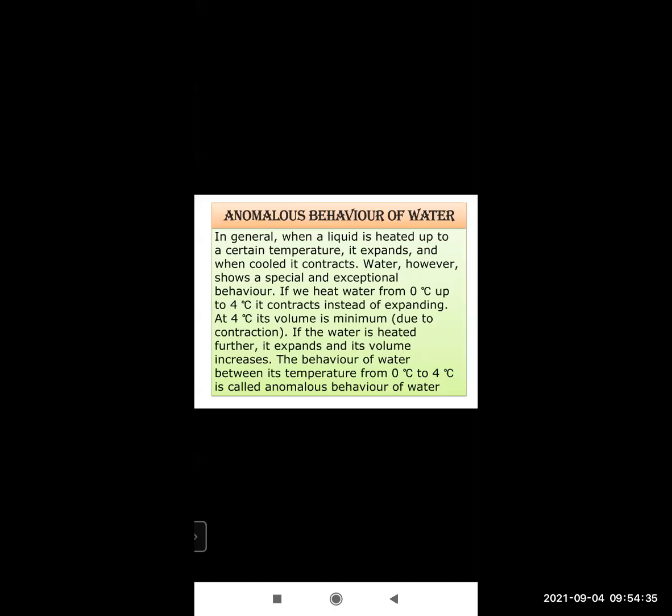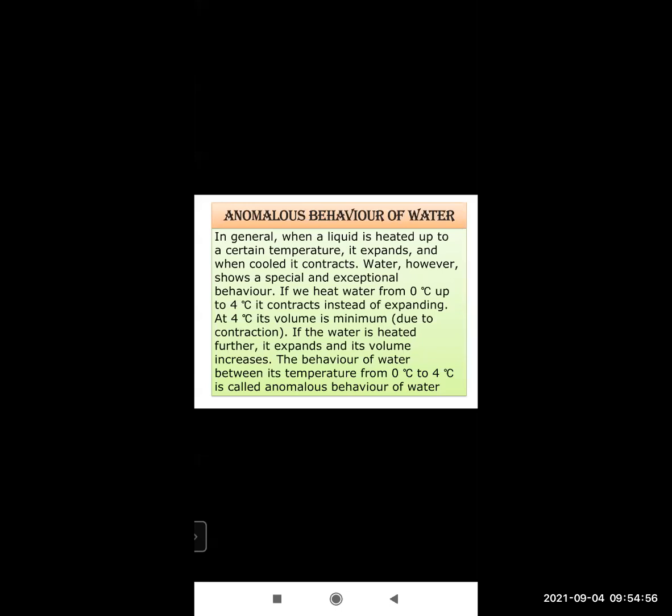So the behavior of water between its temperature from 0 degrees Celsius to 4 degrees Celsius is called anomalous behavior of water. Underline the definition. The behavior of water between its temperature from 0 degrees Celsius to 4 degrees Celsius is called anomalous behavior of water.